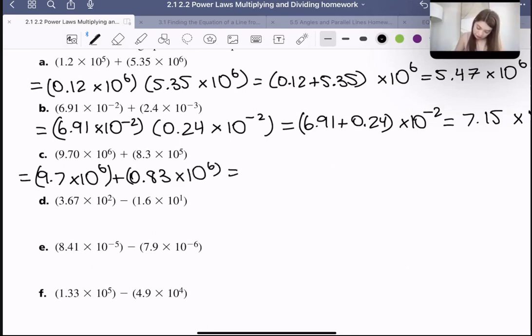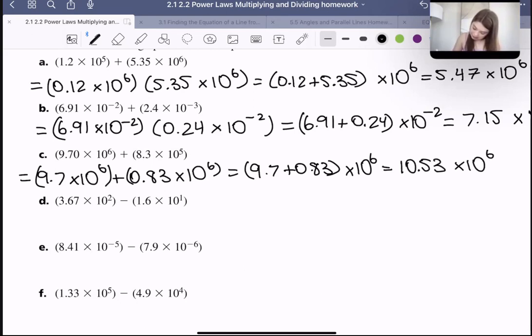Now I'm going to add these numbers up. So 9.7 plus 0.83 times 10 to the power of 6. Then we have 9.7 plus 0.83, so that's going to be 10.53 times 10 to the power of 6. Very good.